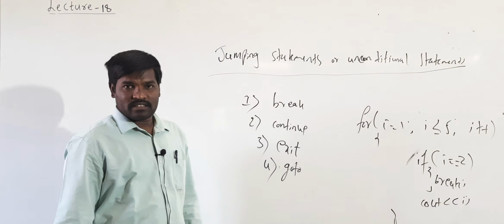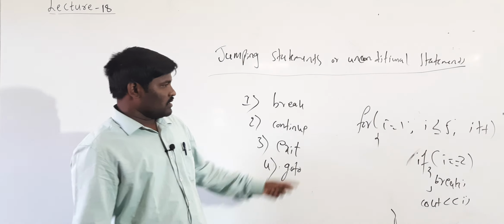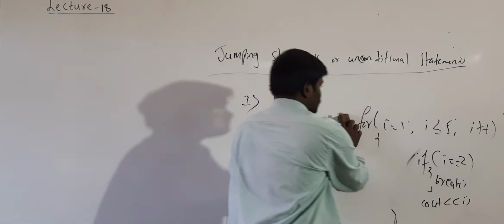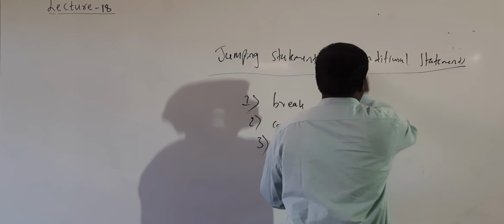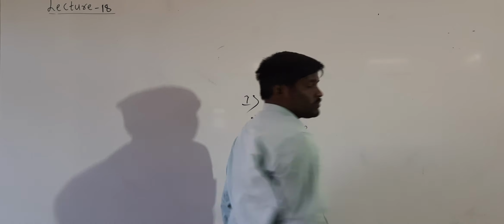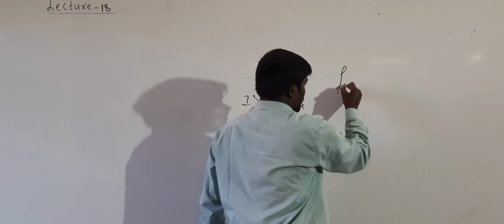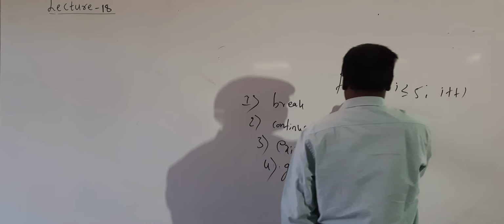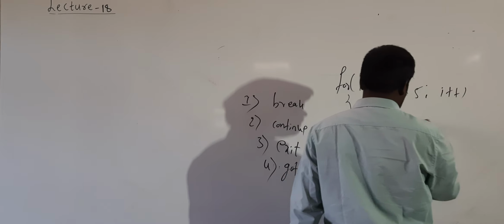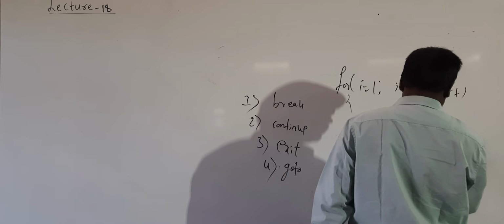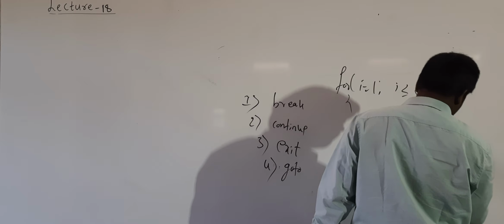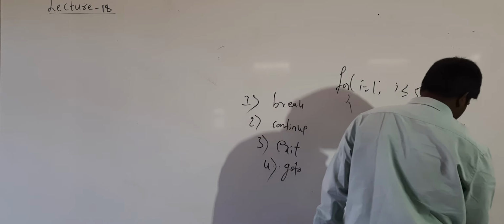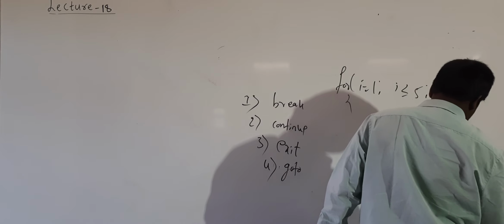See the program here, I will explain. Here I is equal to 1. See here, for I is equal to 1, I is less than or equal to 5, I plus plus. If I is equal to 2, break. See out, and del.